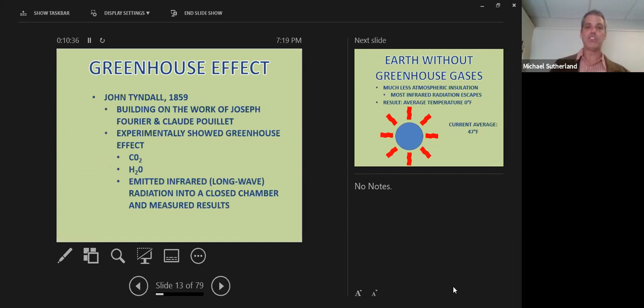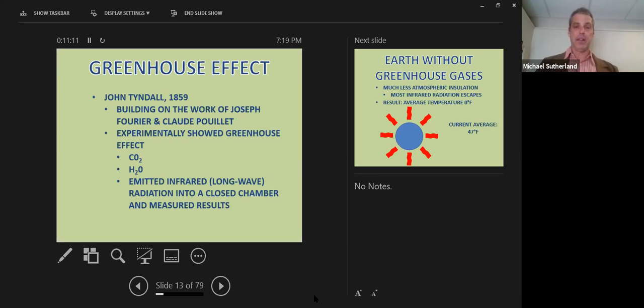So to go into the actual greenhouse effect, I'd like to bring in a few factoids of history. The person who is credited with discovering this effect was a Brit named John Tyndall, and his experiment was to emit infrared radiation into a closed container. And what he did was he would alternately fill that container with different types of gas, and then he would, over time, measure the temperature and see how long that heat was retained.